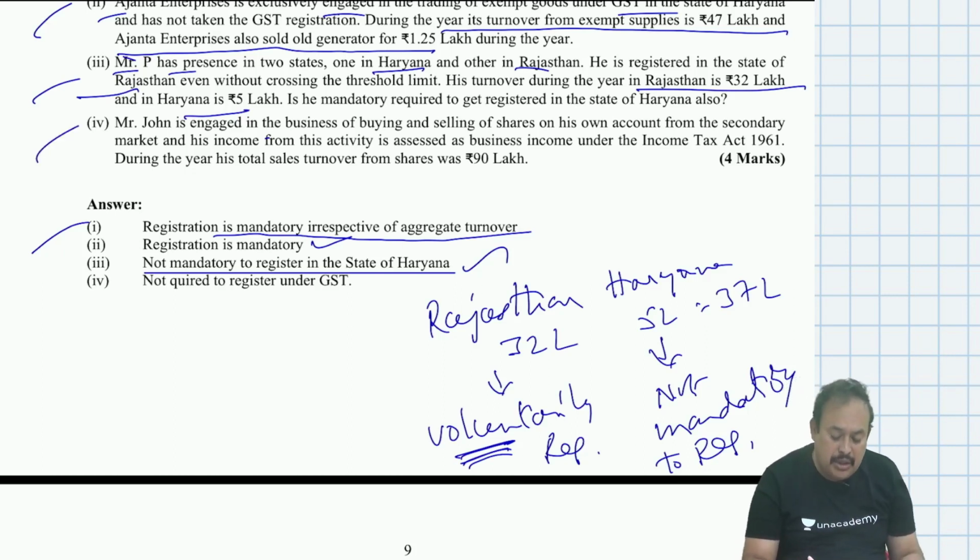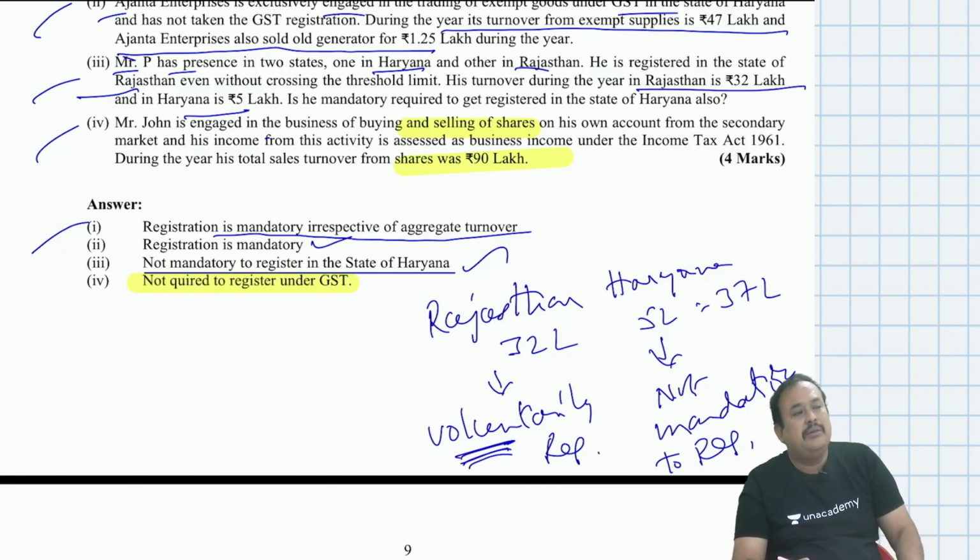Further, point number 4. Mr. John is engaged in the business of buying and selling of shares and securities, neither goods nor services, exclusively securities, 90 lakhs turnover, neither goods nor services. Therefore, Mr. John is not required to be registered under GST.